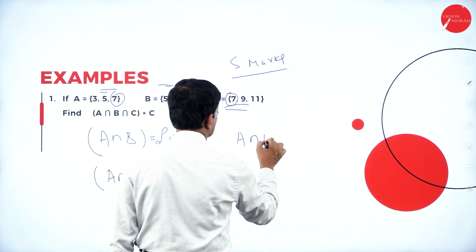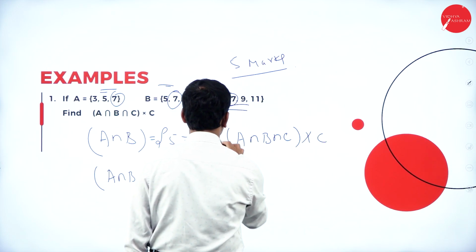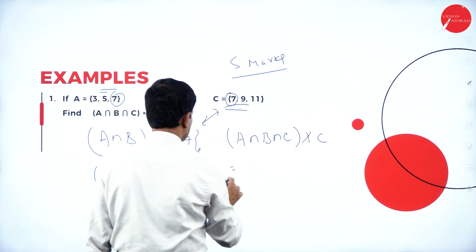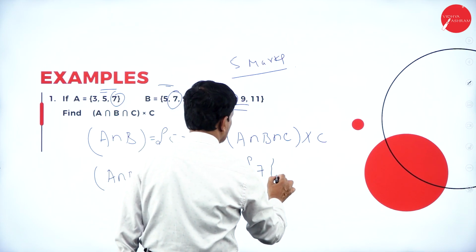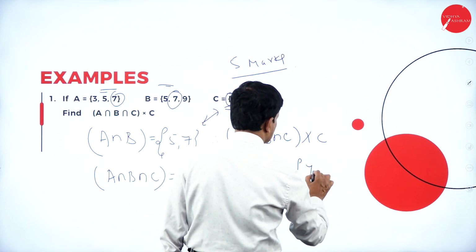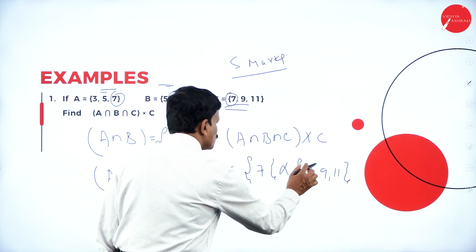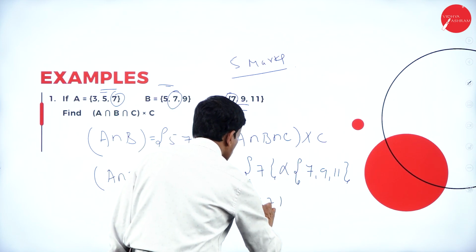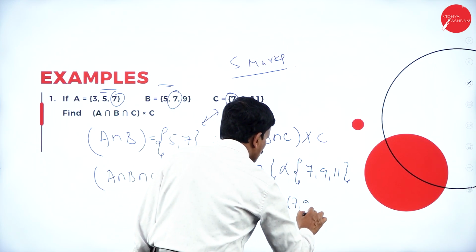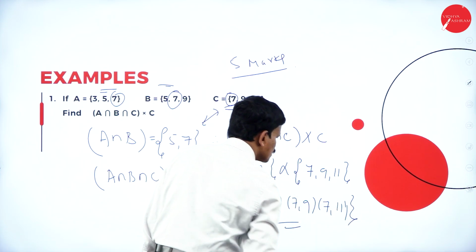Now (A intersection B intersection C) cross C. That is nothing but 7 cross, what is C? C contains 7, 9, 11. So the Cartesian product of these two is 7 comma 7, then 7 comma 9 and then 7 comma 11. That's it. This is the Cartesian product.